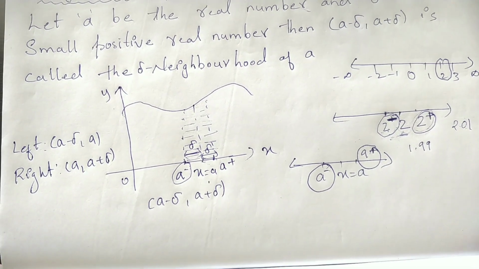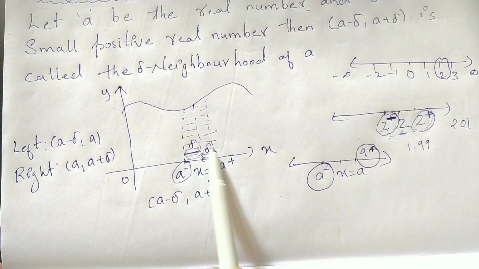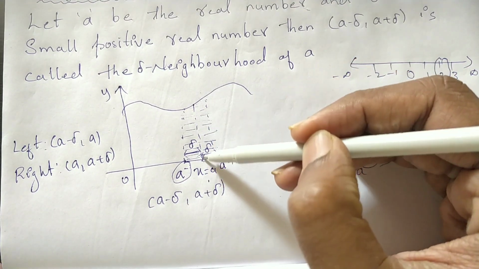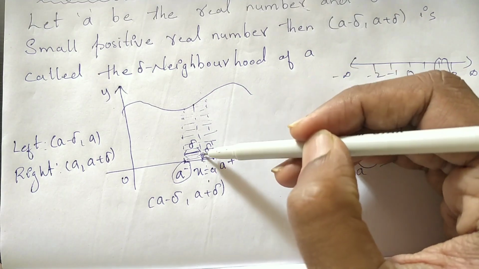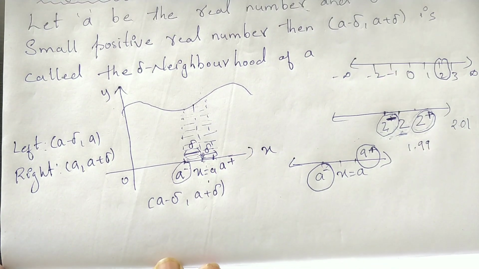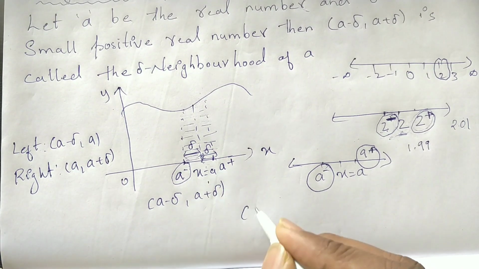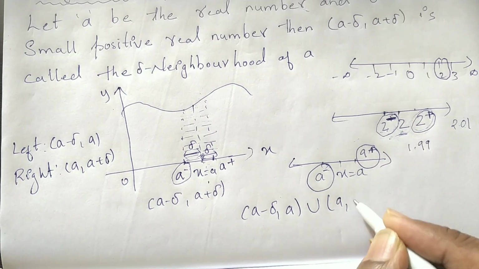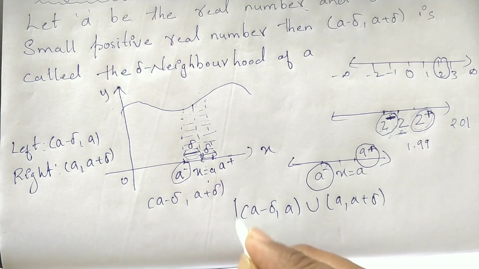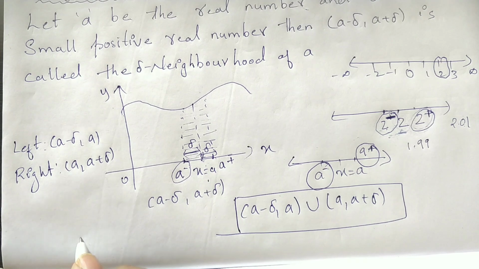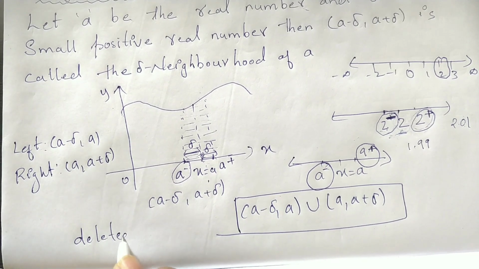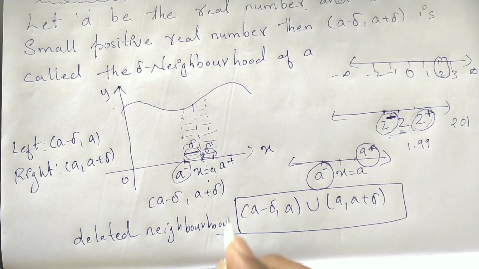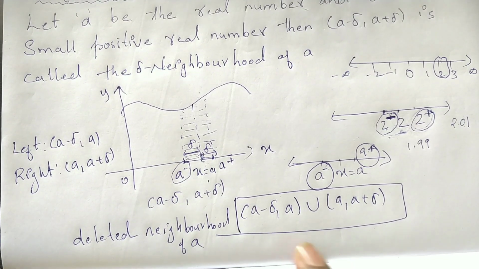So this is the complete neighborhood. In this neighborhood, if I exclude x equal to a, that is called the deleted neighborhood of a. What does it mean? You see, a minus delta comma a, this is the left neighborhood, union a comma a plus delta, it is called the deleted neighborhood of a. Okay, this is called the deleted neighborhood of a.